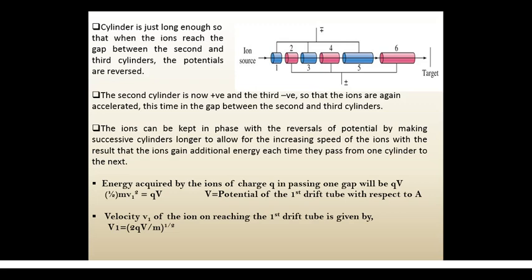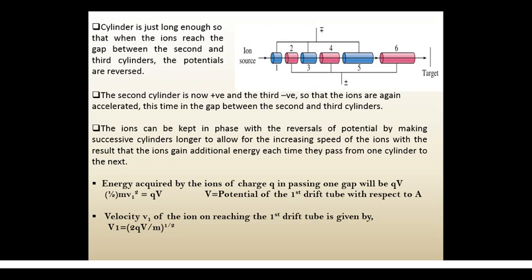So from this we can write the velocity v1, velocity v2, etc. Solving the first equation, half m v1 square is equal to qV, we will get v1 as root of 2qV by m. Now the second equation, half m v2 square is equal to 2qV. Again, solving for v2, we will get v2 as root of 4qV by m.